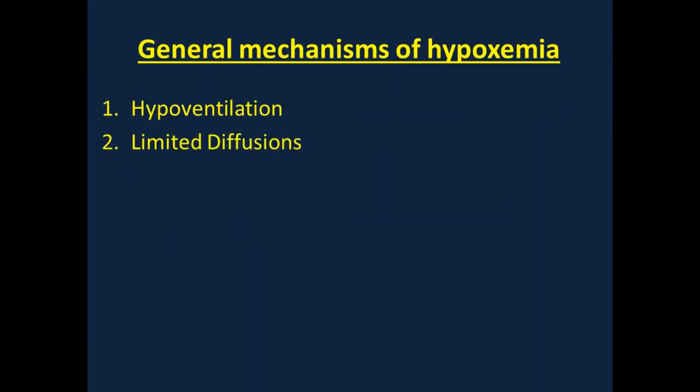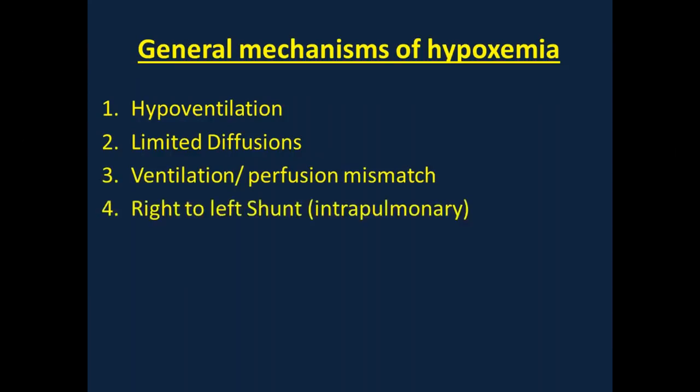So what are the general mechanisms of hypoxemia? We know that hypoventilation can cause hypoxemia with high CO2. Limited diffusion through alveolo-capillary membranes can cause hypoxemia. Ventilation perfusion mismatch can cause hypoxemia. And the extreme of ventilation perfusion mismatch is right to left shunt. When you have a collapsed lung and there is no aeration but just blood flow, that's a kind of right to left shunt. It can be intrapulmonary, it can be cardiac or extracardiac.